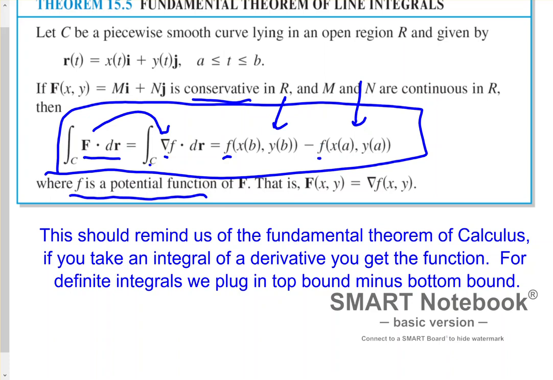Okay, so obviously that's only going to work for conservative vector fields because they're the only ones that have a potential function. So hopefully that is not a restriction that you'll forget about, because it won't work if you can't find a potential function.